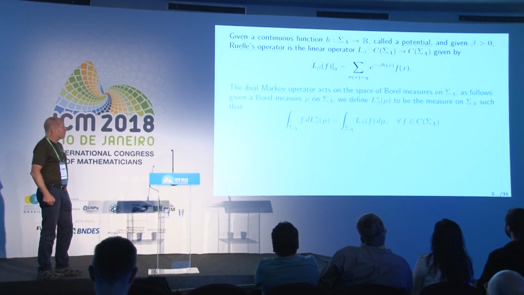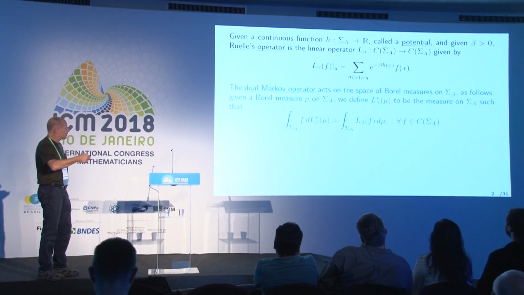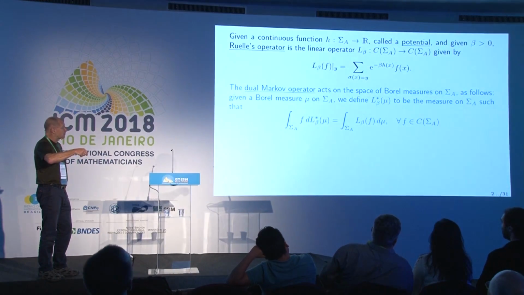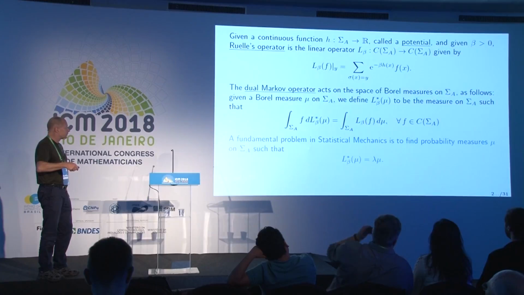We can then build the dual Markov operator on the space of Borel measures. This is a trivial duality in terms of Banach spaces. Given a measure mu on sigma sub A, the dual operator builds a measure L beta star of mu, which integrates according to this formula. So a function f integrates against this measure by applying L beta to f and integrating against the original measure mu.